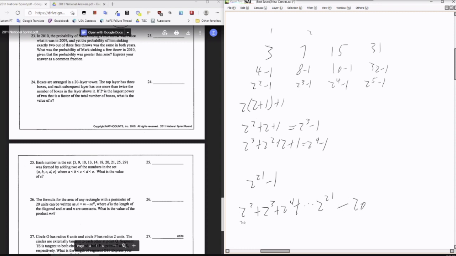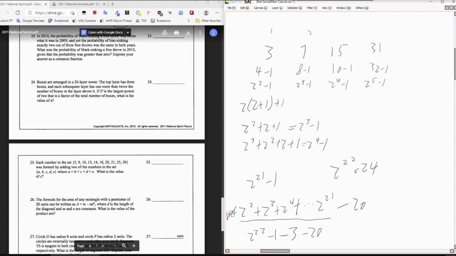So we use that property again, and this will be 2 to the 22nd minus 1, but we also have to subtract what would have been a 2 and a 1 here, but we don't have these, so we have to subtract another 3. So minus 20, we end up with 2 to the 22 minus 24.